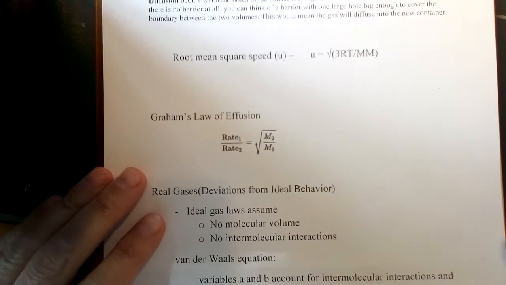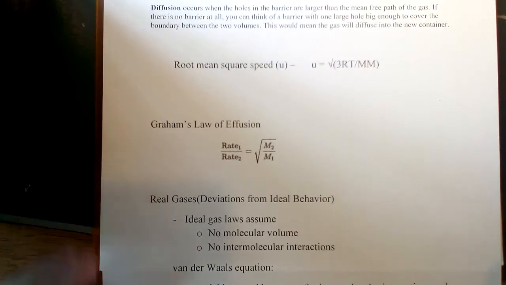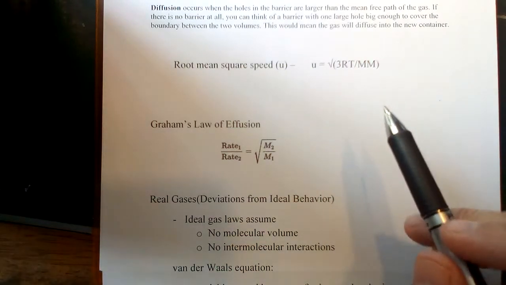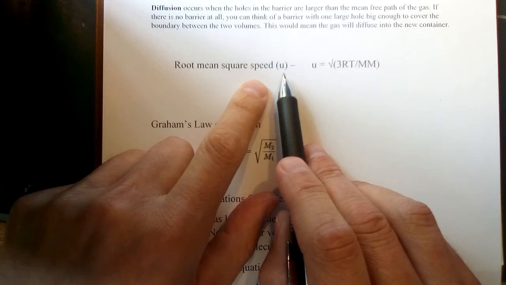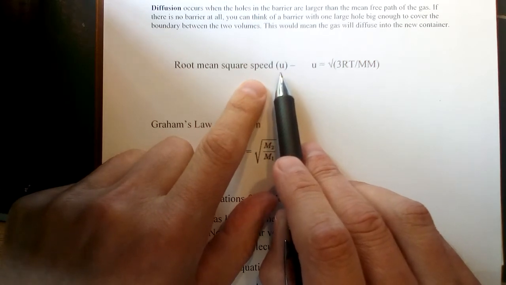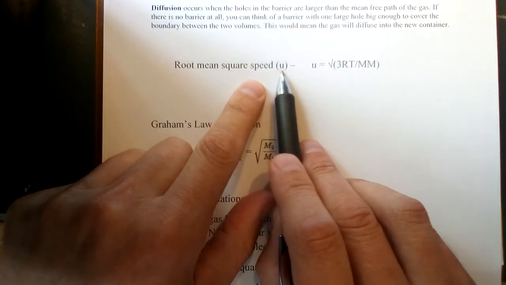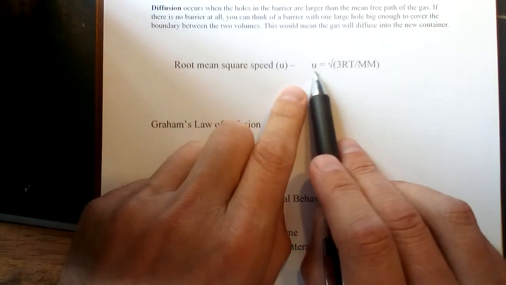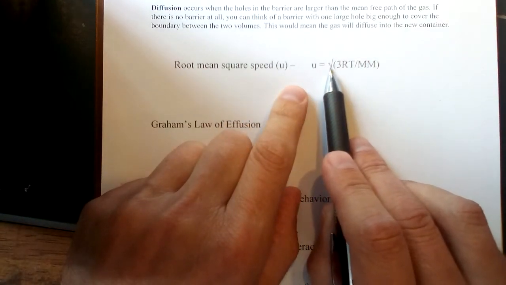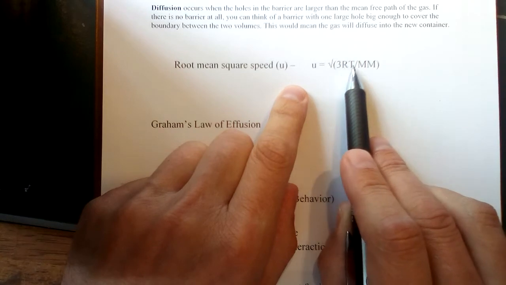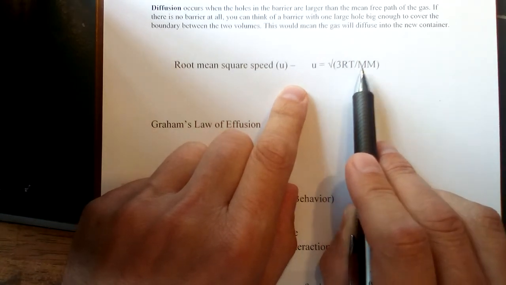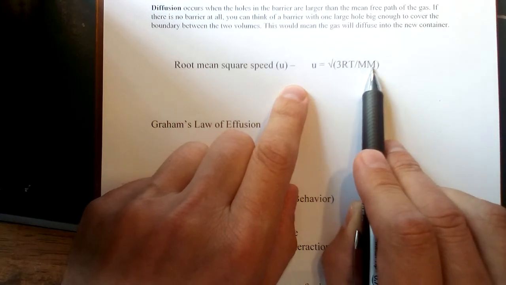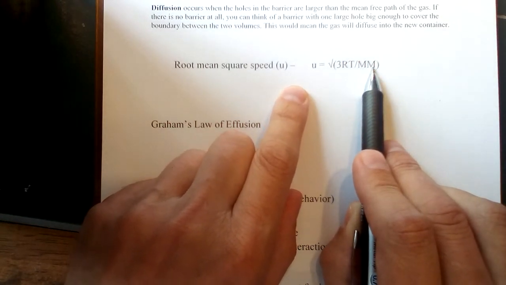Okay, so two equations here that I want us to think about, and I really would like you to have just a general idea of some of the relationships here. So one here is called the root mean square speed. This is related to how fast the gas molecules are moving. This is abbreviated with a u here. So the root mean square speed is equal to the square root of 3RT, so that's the gas constant and the absolute temperature, divided by M, as I have here for the molar mass of the gas.